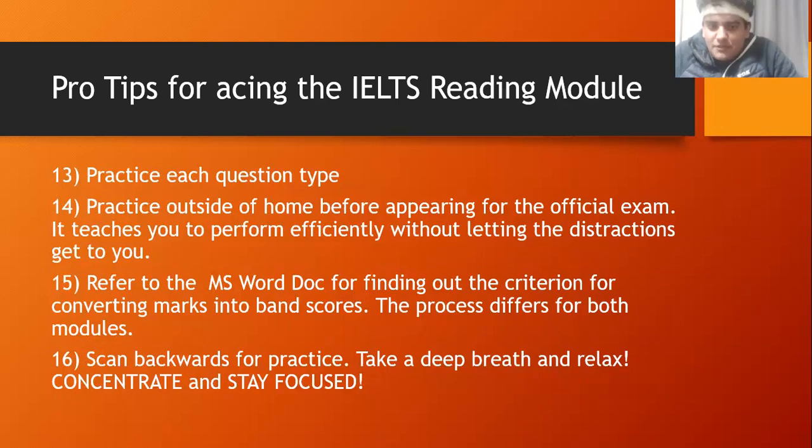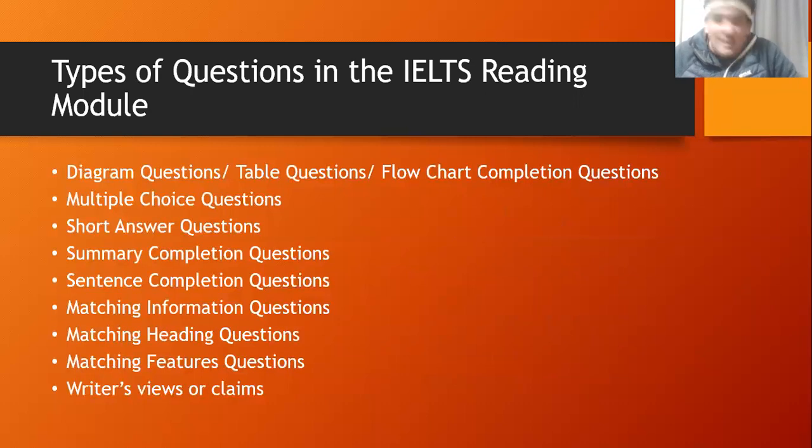Next up, refer to the MS Word document for finding out the criteria for converting marks into band scores. This is something that we will address later in detail. And obviously, number 16, make sure that you scan backwards for practice. Revision is very important, okay? Sometimes revising your paper does improve your band score by a factor of 0.5. So take a deep breath and relax, and make sure that you concentrate and stay focused.